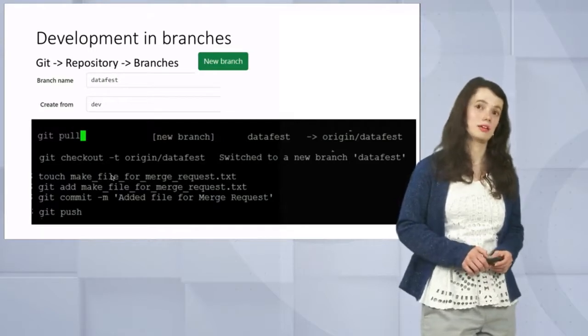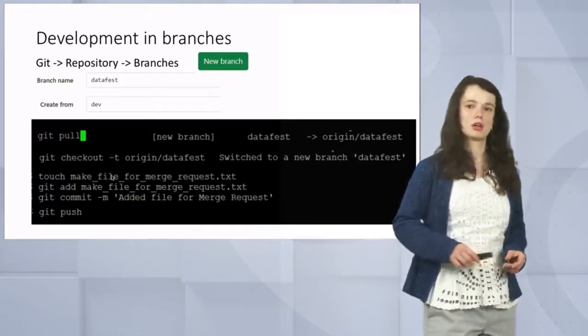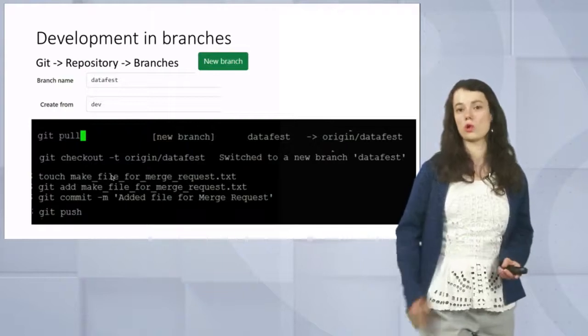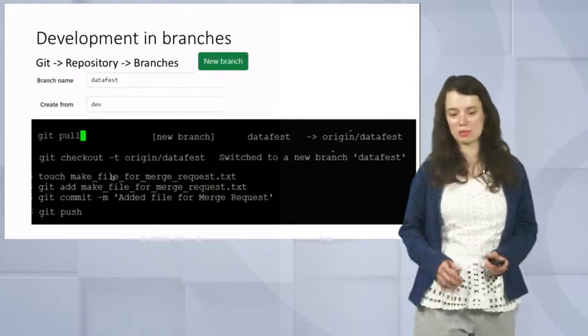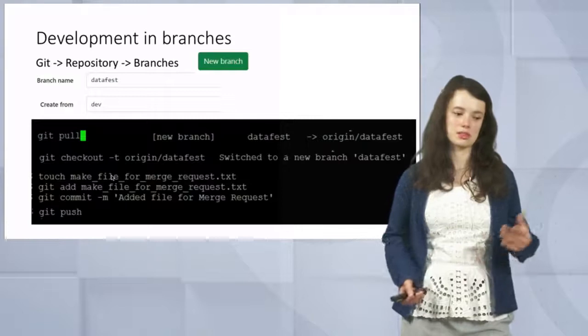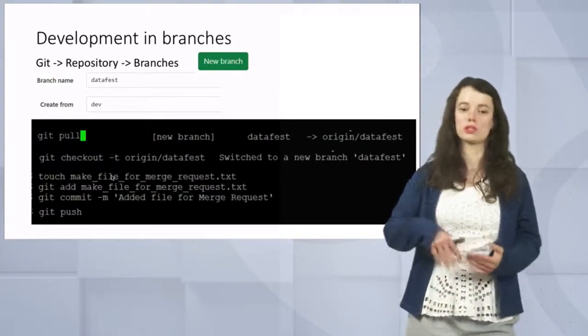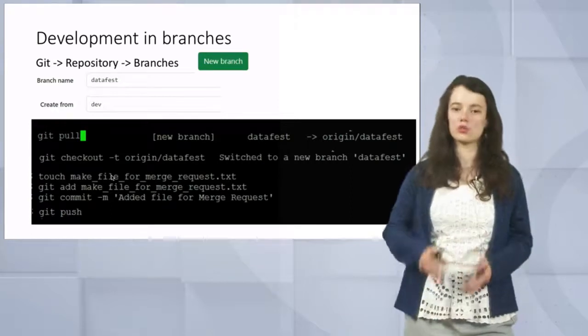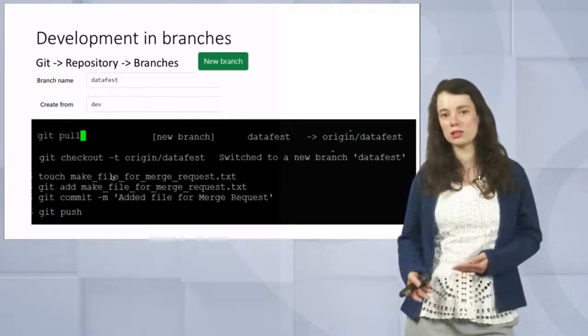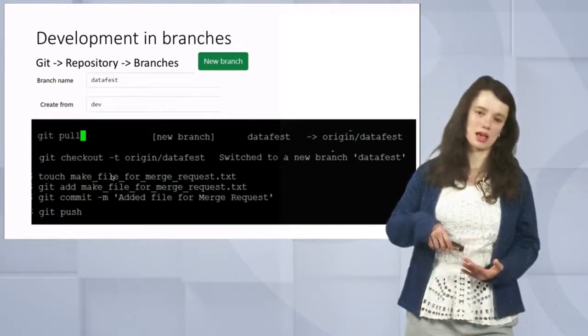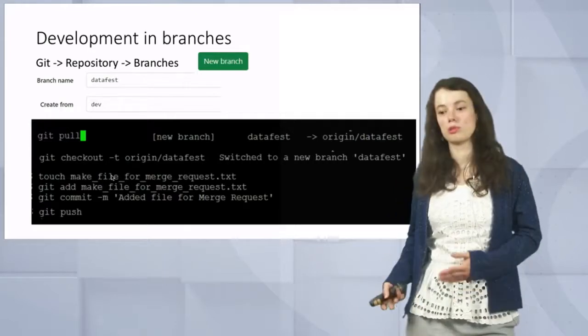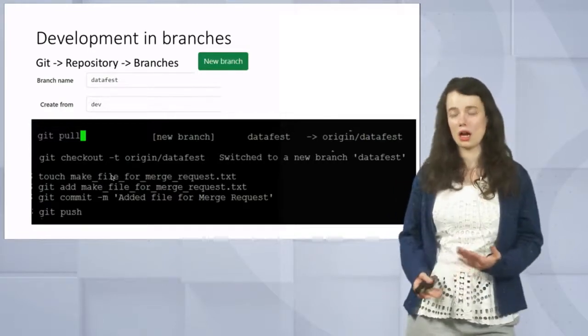Another very useful thing to work with is working in branches. Branches are your virtual copies of the Git repository in which you can work in parallel, and then you can use these branches to do code review.